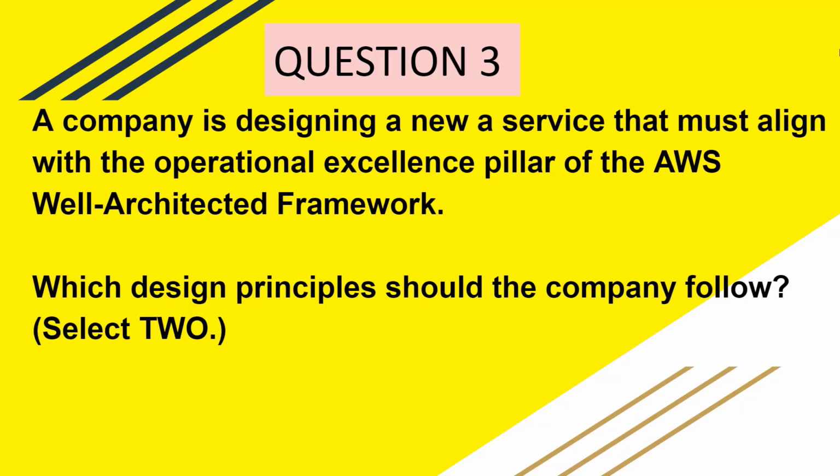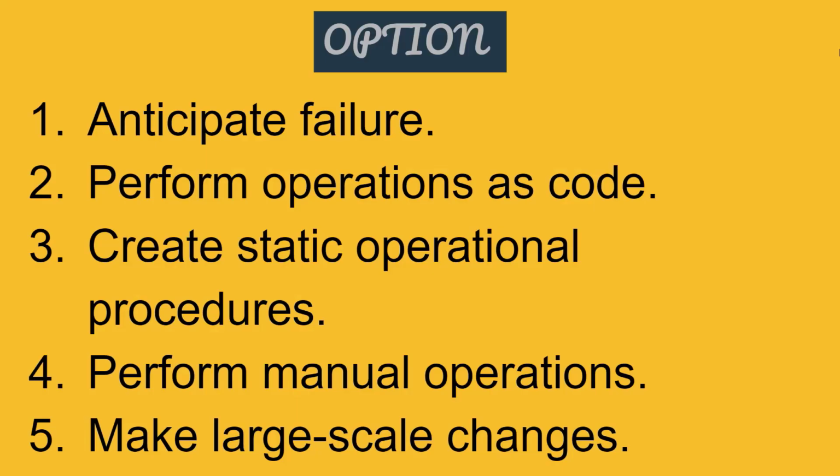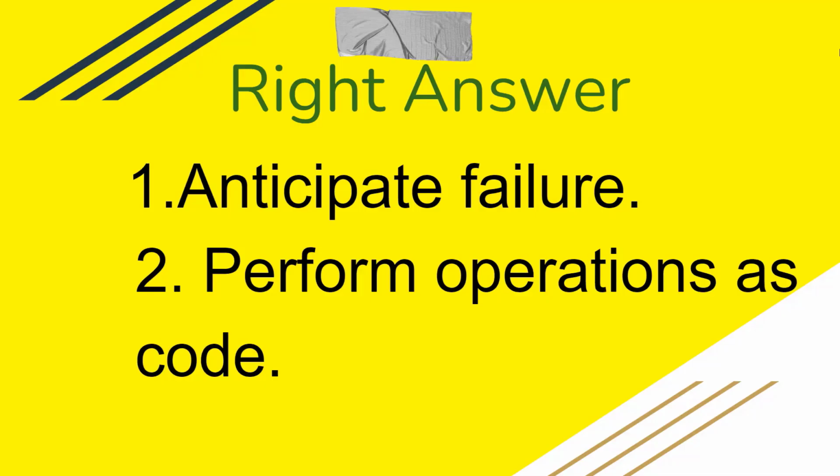Question 3. A company is designing a new service that must align with the operational excellence pillar of the AWS Well-Architected Framework. Which design principles should the company follow? Select 2. Option 1. Anticipate failure. 2. Perform operations as code. 3. Create static operational procedures. 4. Perform manual operations. 5. Make large-scale changes. Right answer. 1. Anticipate failure. 2. Perform operations as code.